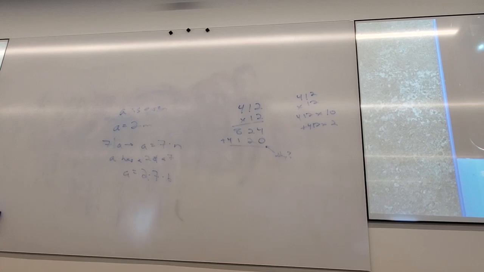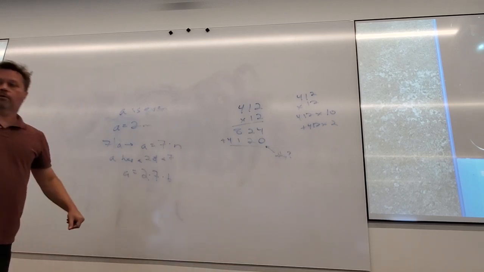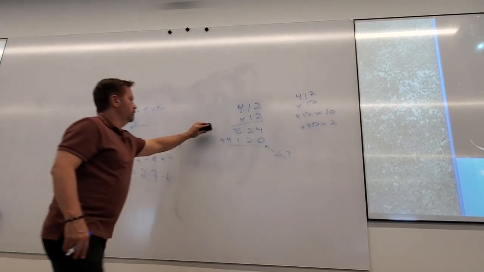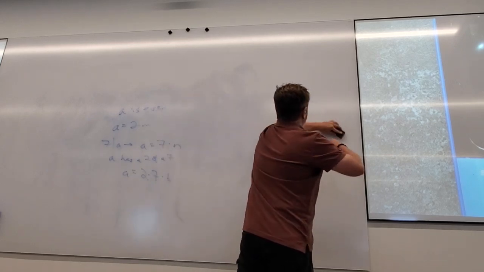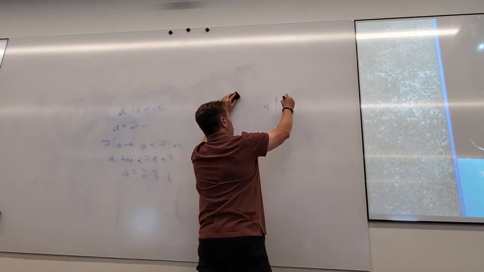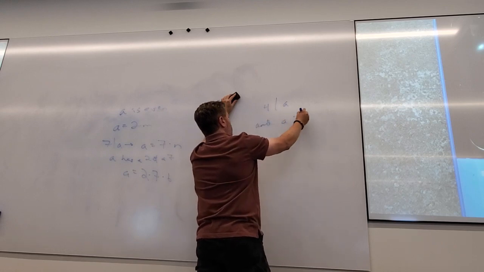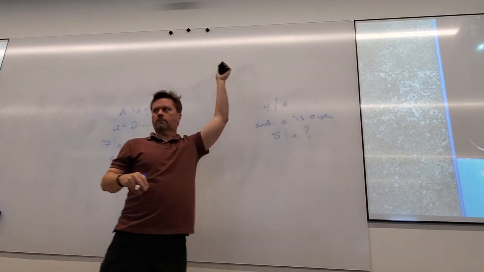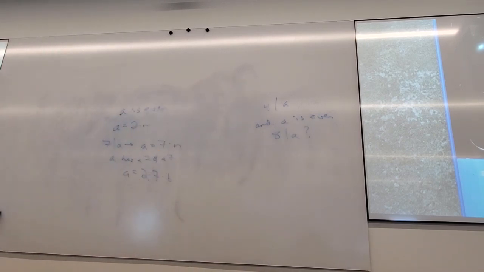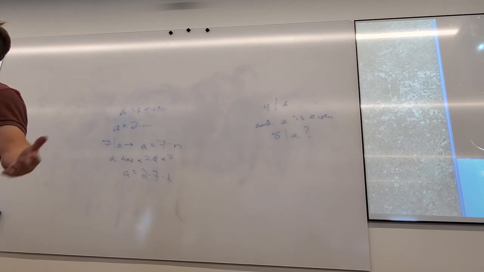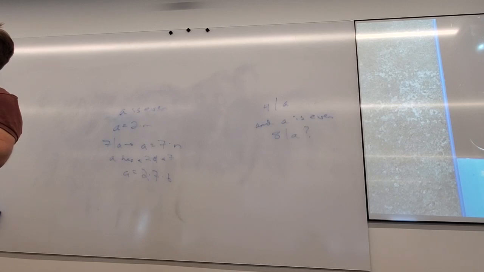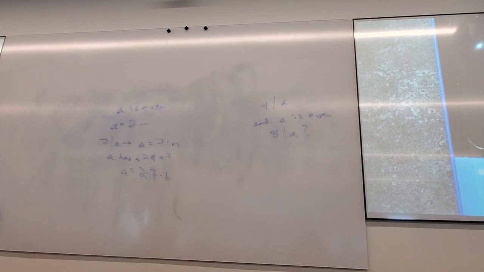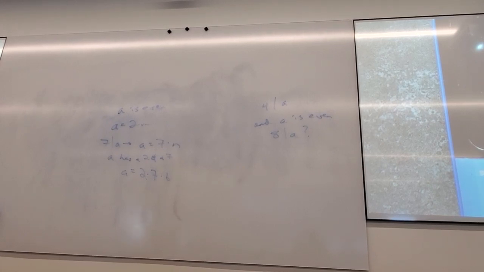Does that make sense? Now, on the side, let me show you one that would not work. If I told you that 4 divides a number and A is even, does that mean that 8 divides the number? If 4 divides the number, it's already even, right? Are you with me? If 4 divides a number, doesn't 2 already divide the number? Yeah. This is why they have to be relatively prime.